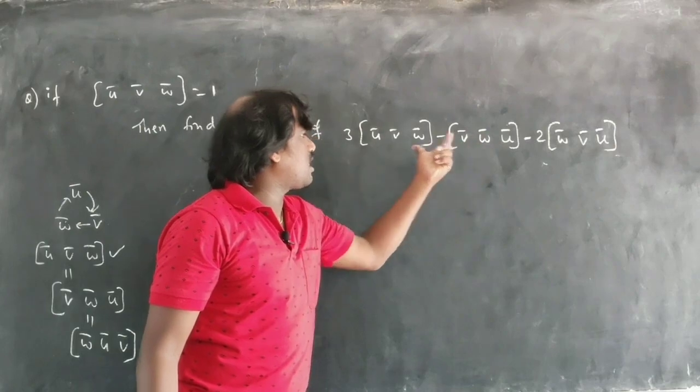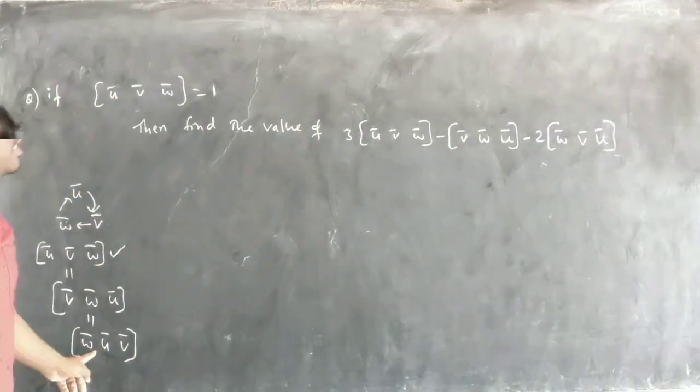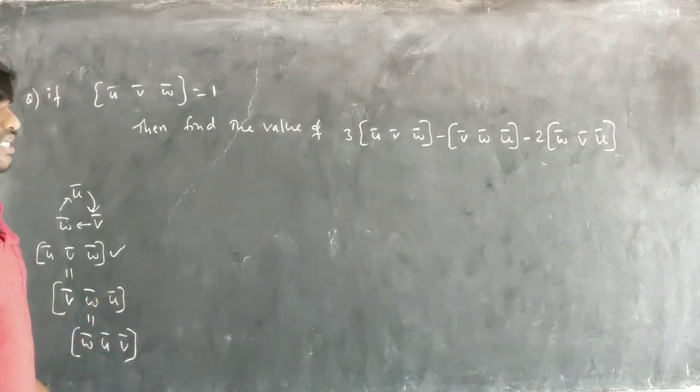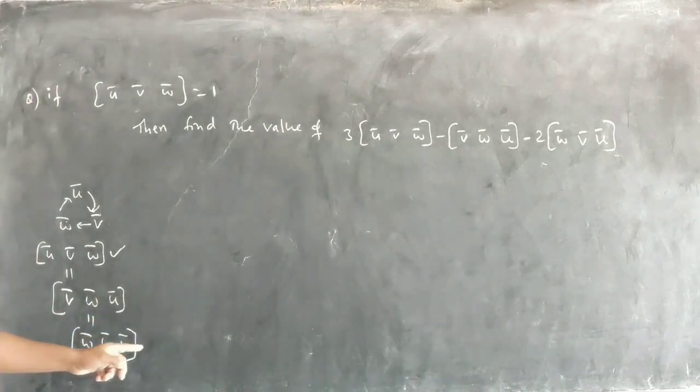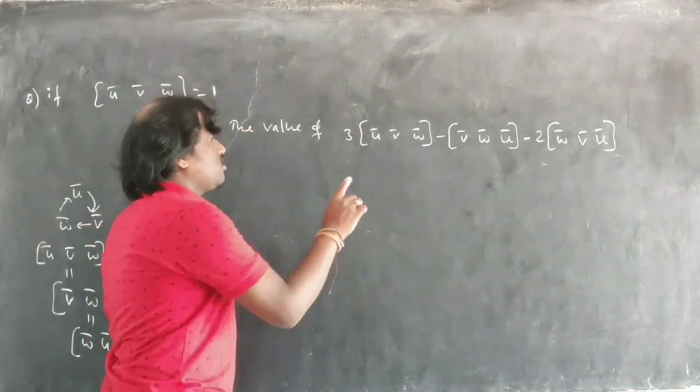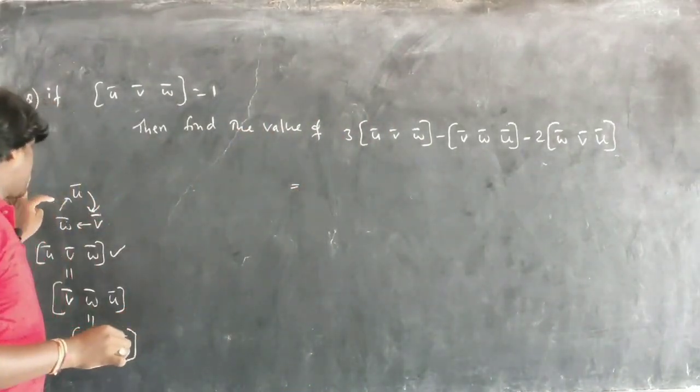VWU means these both are equal. Another one, WVU, so this is not equal. This will get a negative sign. That is what you have to understand. So this can be written, you have to write like this.